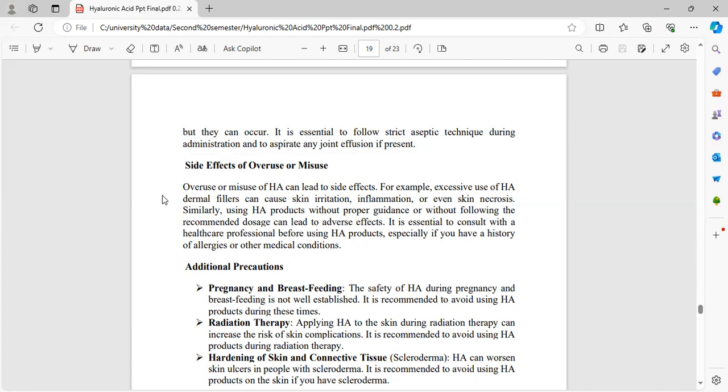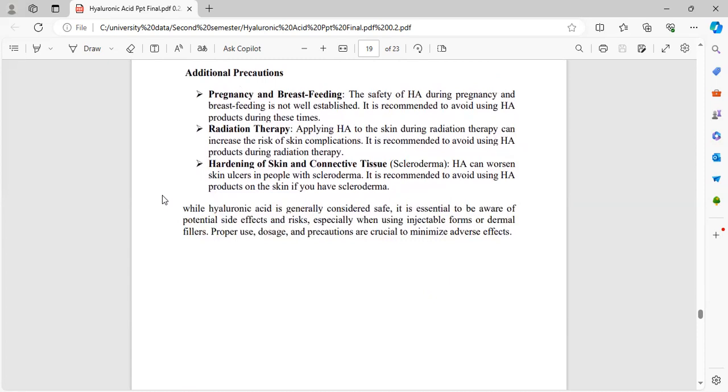Now I will explain to you about additional precautions. Pregnancy and breastfeeding. The safety of hyaluronic acid during pregnancy and breastfeeding is not well established. It is recommended to avoid using hyaluronic products during these times.